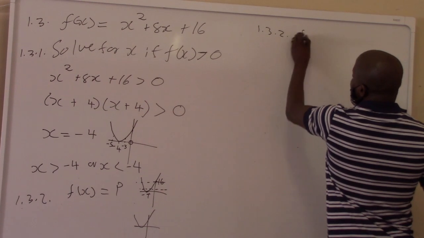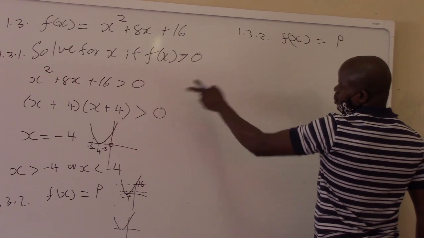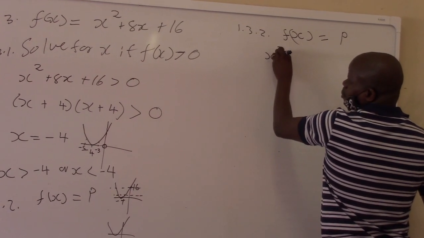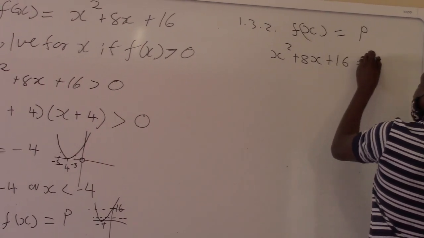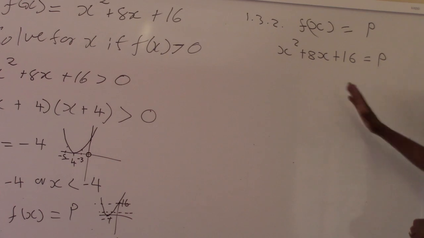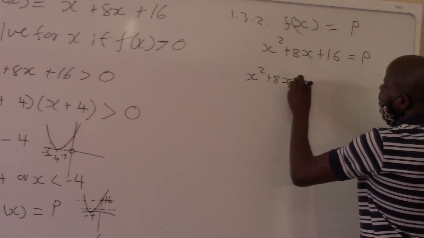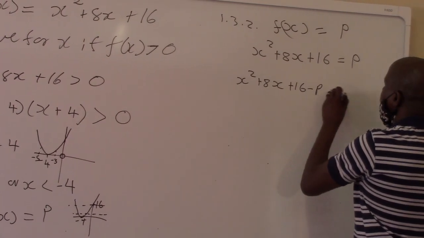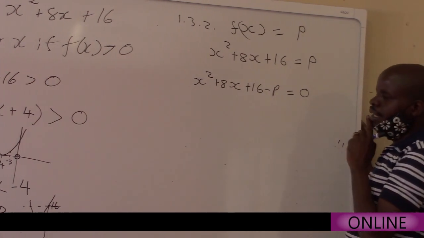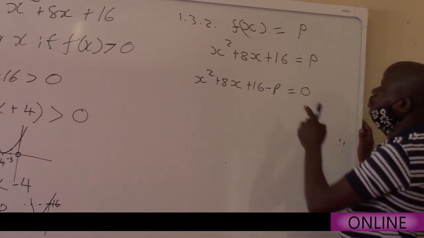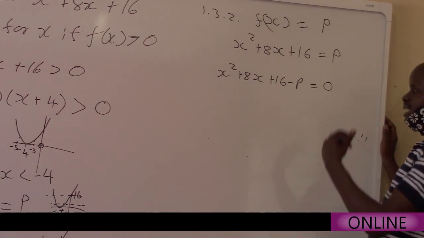1.3.2 f of x is equals to p, which in this case happen to be x squared plus 8x plus 16 is equals to p. Then transpose the p, so we are having x squared plus 8x plus 16 minus p is equals to 0. So now, when the roots have to be negative, we know that we are saying it should not go above 16. It means it should be just there at the 16.